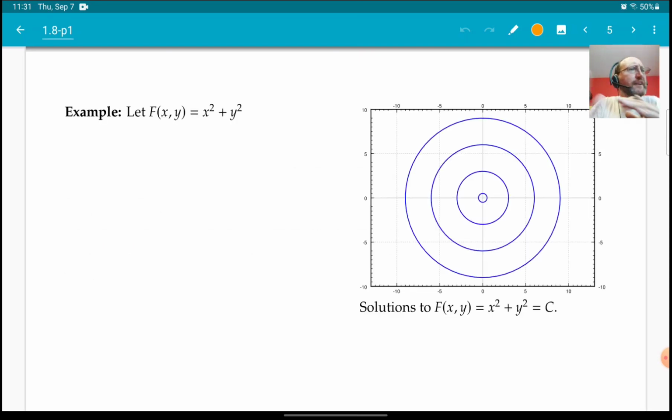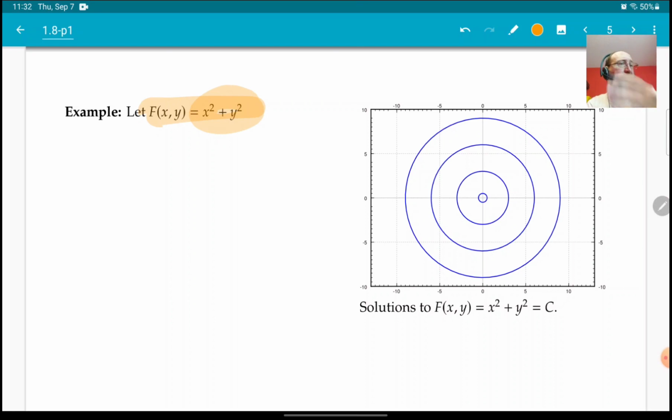All right, so let's look at an example. And again, we're sort of going backwards. This thing is going to be the solution, but we want to figure out how that works with the equation. So how do you encode this function? What do I mean by level sets? For example, here the function is x squared plus y squared.